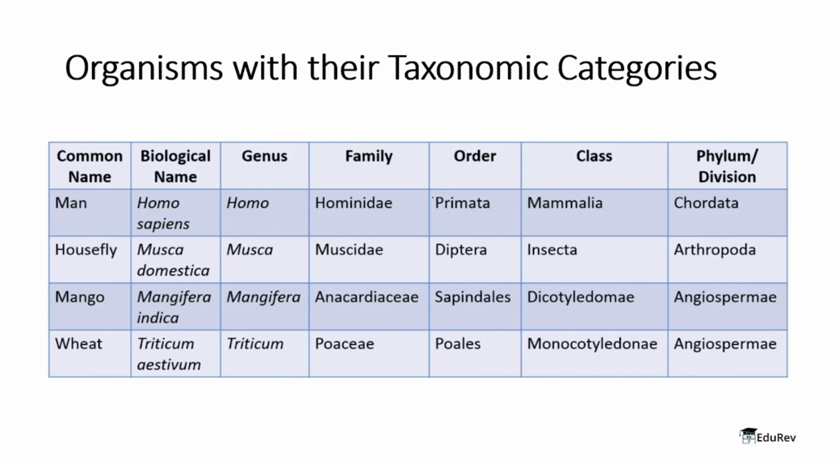Now let's go with it. Again we have another table with the organisms with their taxonomic categories. Once again, this is a table directly picked up from the NCERT that all of you must read, understand and remember by heart. For example, we have here the common name man, its biological name Homo sapiens, and the genus is Homo. Same with mango, which is Mangifera indica, and the genus is Mangifera.